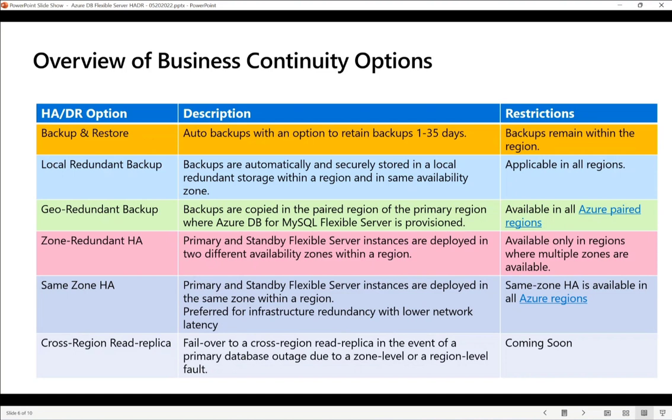Or later on, if you want to enable geo backups after provisioning, you can do that as well. And with geo backups, you will have these backups available in the paired region. So let's say your primary region is East US2 and the paired region is Central US. We will copy these backups asynchronously to the paired region, and in case the primary region goes down, you can use these backups to restore in the paired region.